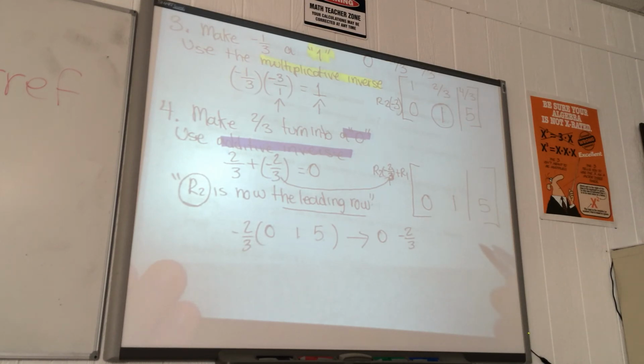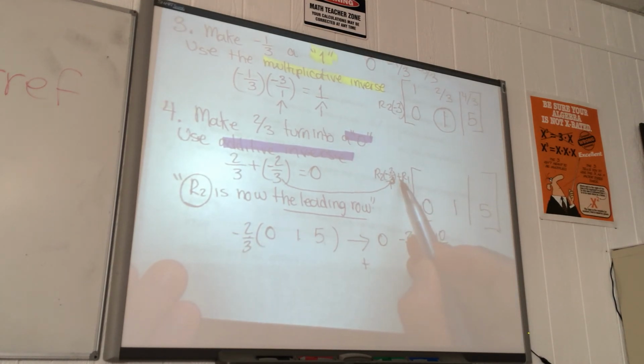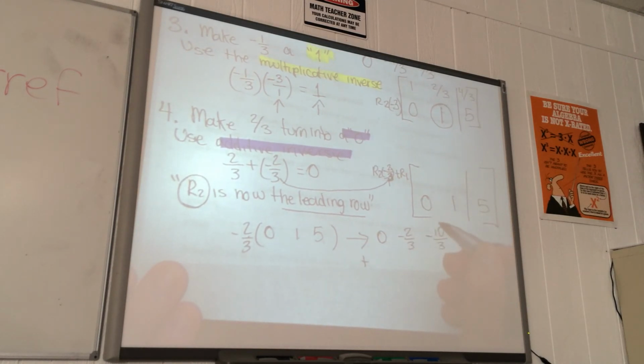And then negative 2/3 times 5? Remember, you multiply the numerator, so what is negative 2 times 5? Negative 10. So negative 10 over 3. Now we need to add, it says right here, right? Add R1. So if we add R1, Luis, could you please read R1 for me from the previous matrix? Wouldn't it be 1, 2/3 and 4/3? Right here. Very good.